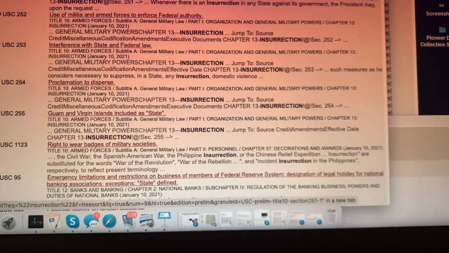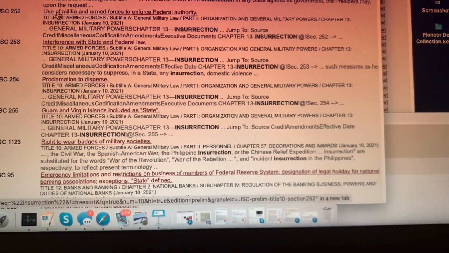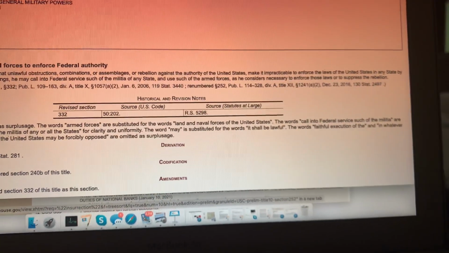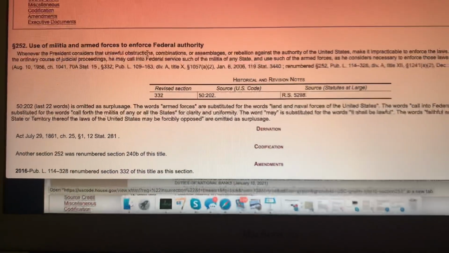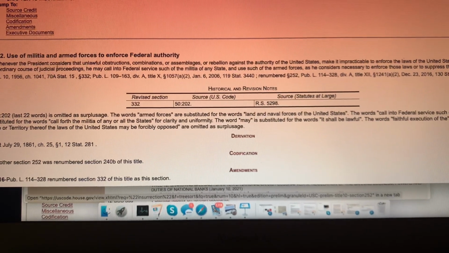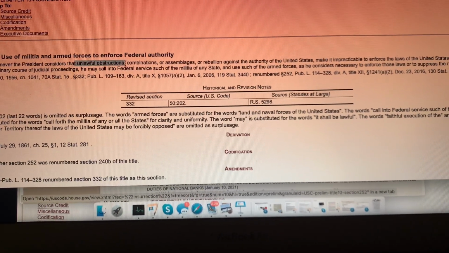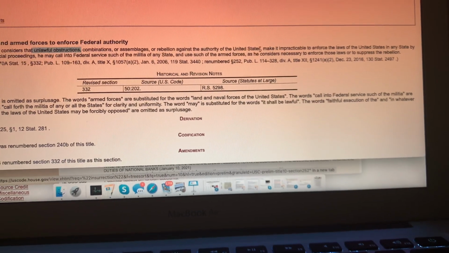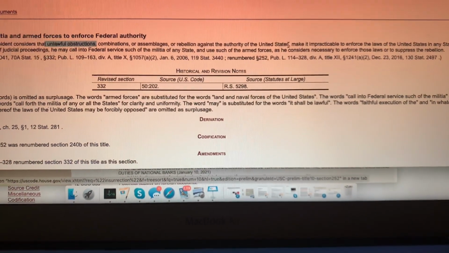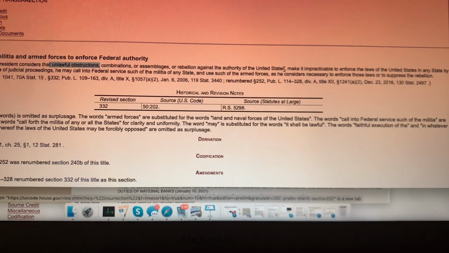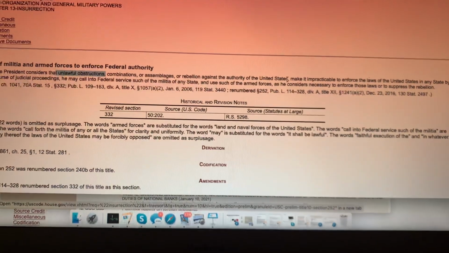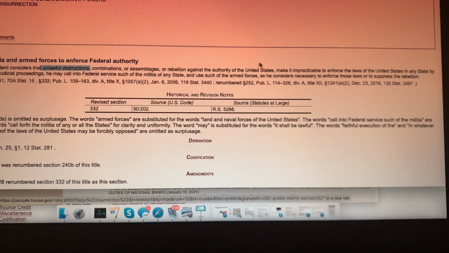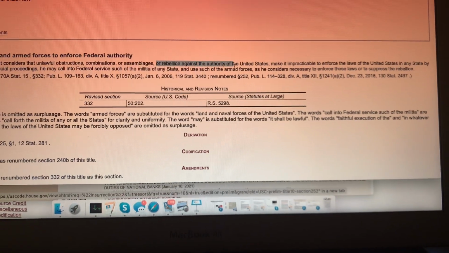The next is federal aid for state governments, use of militia and armed forces to enforce federal authority. Okay, use of militia and armed forces to enforce federal authority. Whenever the president considers that unlawful obstructions, combinations, or assemblages, or rebellion against the authority of the United States, which includes the stuff that Congress has done or the various people have done, because just like the Patriots so-called stormed the Capitol, the people in the Capitol who are doing things outside of the Constitution are also in rebellion against the authority of the United States.